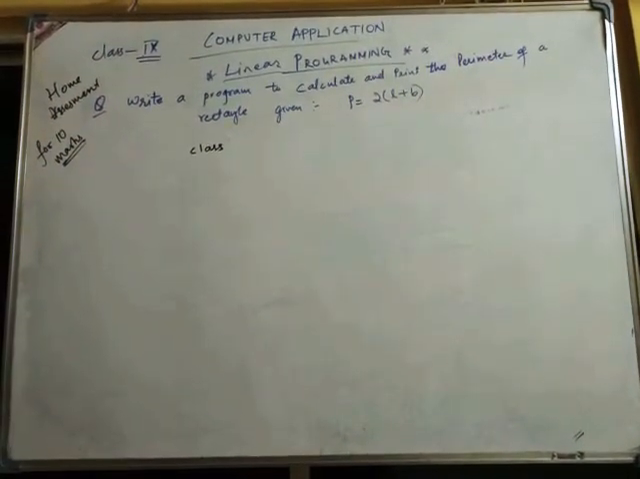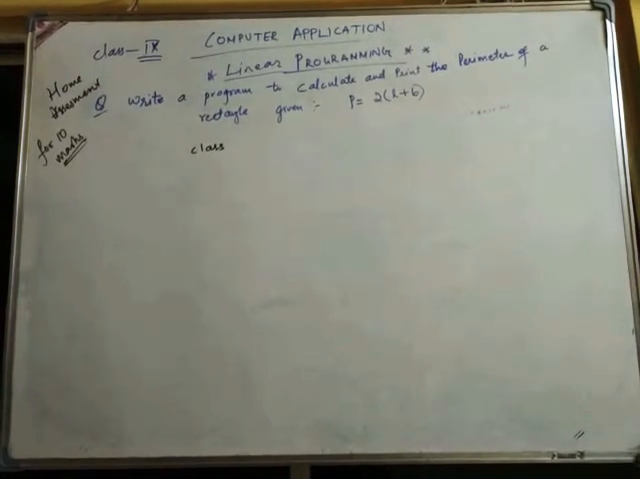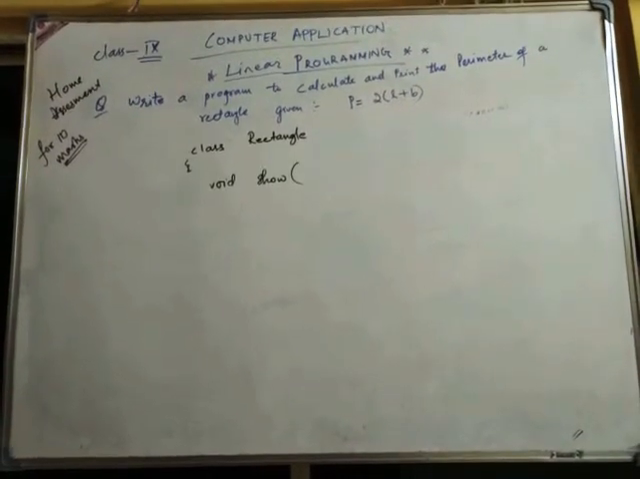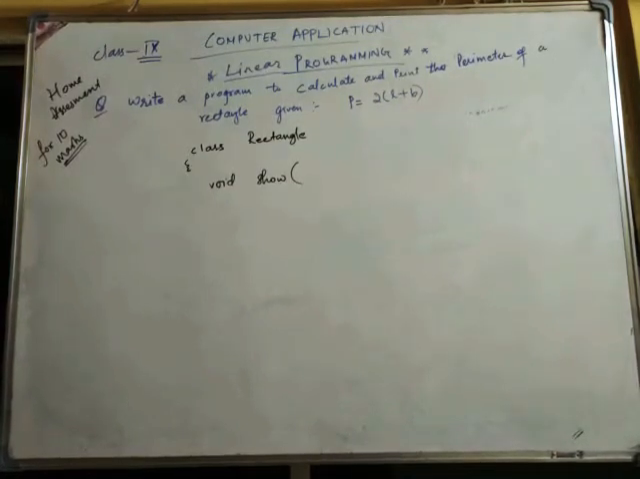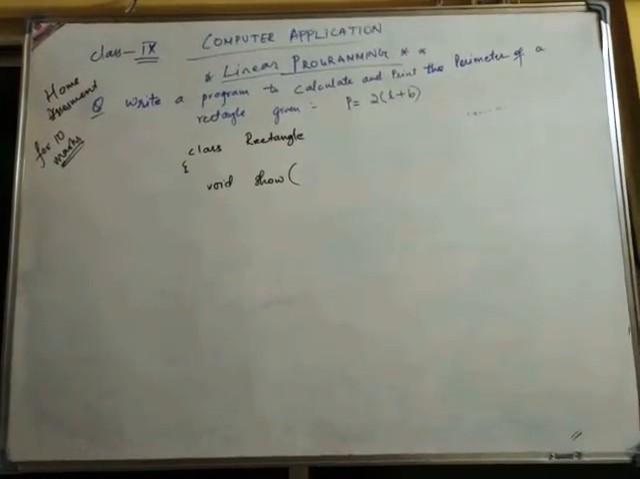First we start with class and a class name. Now class rectangle. Now we have void show. In the bracket we have to write the input. If I want to calculate the perimeter, I need to have L and B, that is your length and breadth of the rectangle. Without the length and breadth, we cannot calculate the perimeter. So whatever is the input, that is the thing we write in this void show. We have opening and closing braces. Inside that we have to write the inputs.